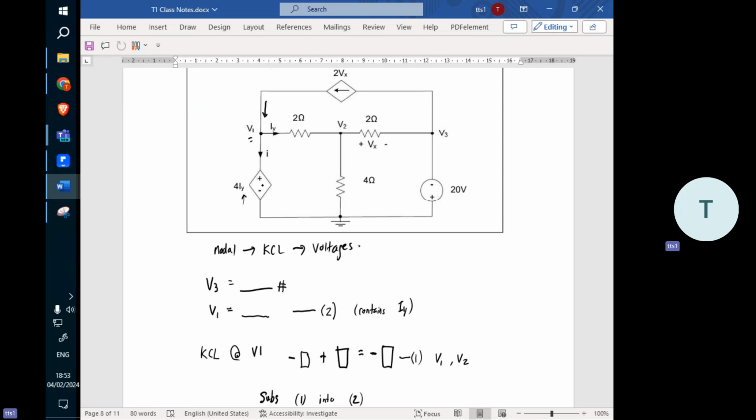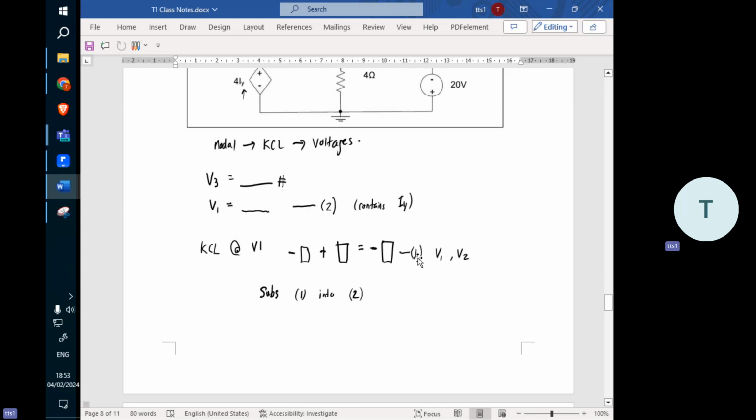for this dependent voltage source, right? It depends on this IY. So let's define this IY here. So this IY is between V1 and V2, right?